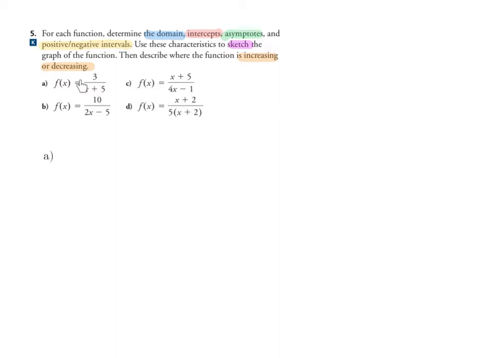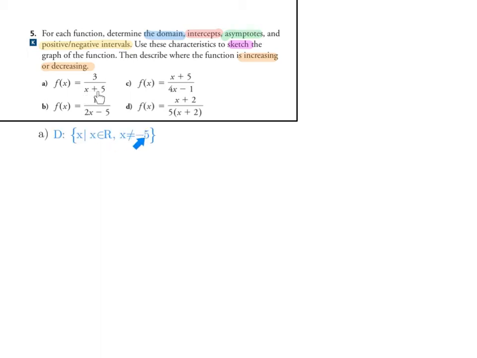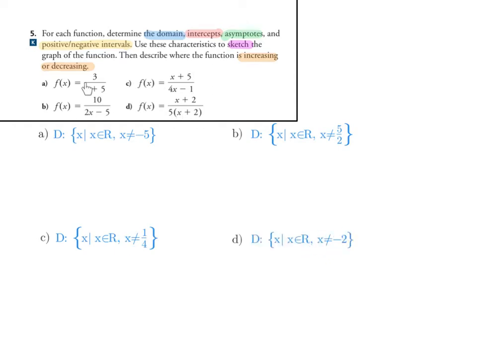Domain. That's just anything you could plug in for x. So x is -5. You're not allowed to plug in. Everything else, you're good to go. Let's do all of them. Part B, you're allowed to plug anything in except for 5/2. Part C, you're allowed to plug anything in except for 1/4. And part D, you can plug anything in except for -2. You're just not allowed to divide by 0. That's all. All right, intercepts.